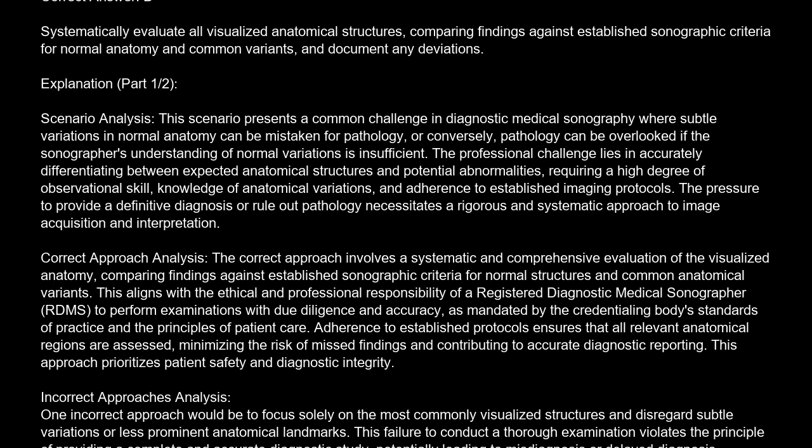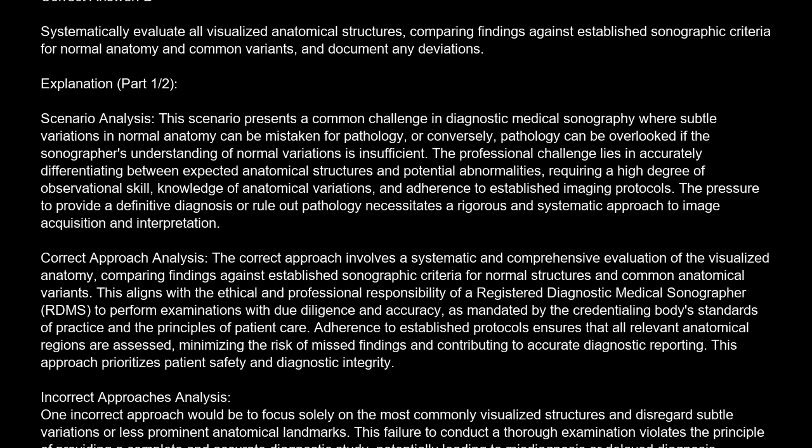The pressure to provide a definitive diagnosis or rule out pathology necessitates a rigorous and systematic approach to image acquisition and interpretation. Correct approach analysis. The correct approach involves a systematic and comprehensive evaluation of the visualized anatomy, comparing findings against established sonographic criteria for normal structures and common anatomical variants.